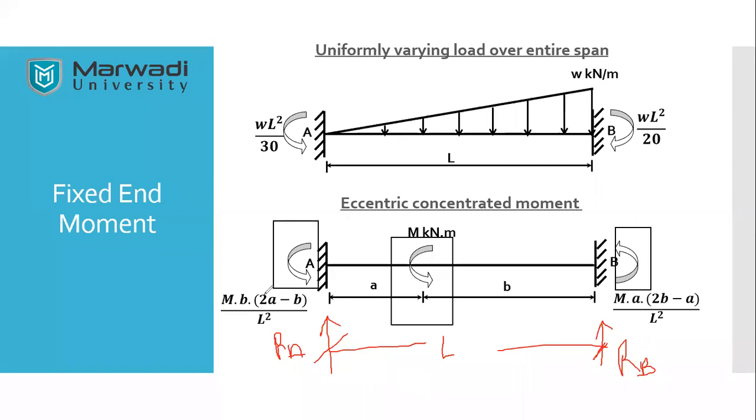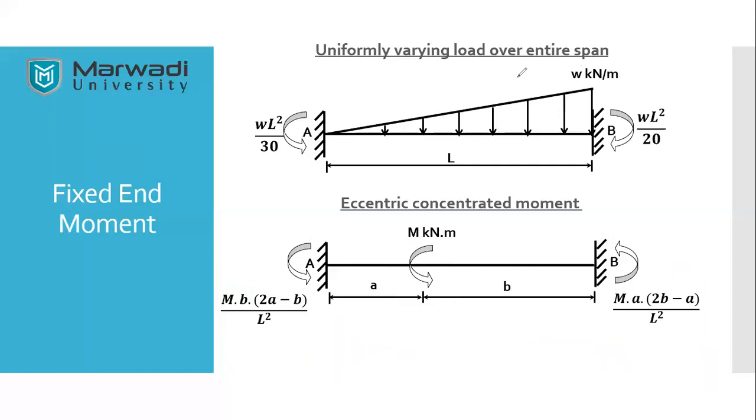What happens when I'm getting these two values of MA and MB? Now my structure is no more an indeterminate structure. Once I'm getting these two values, my structure has been converted to a determinate structure. And if I'm having a determinate structure, I can easily put down the equilibrium condition and get the values of the reaction. So it is quite simple.